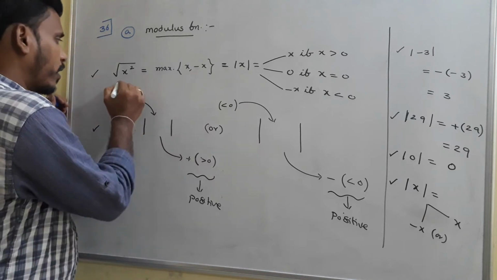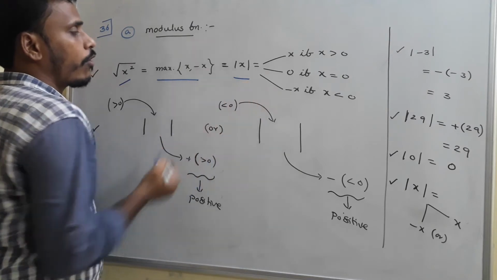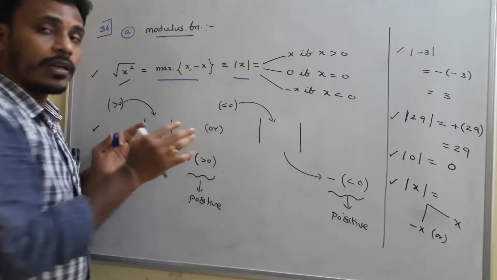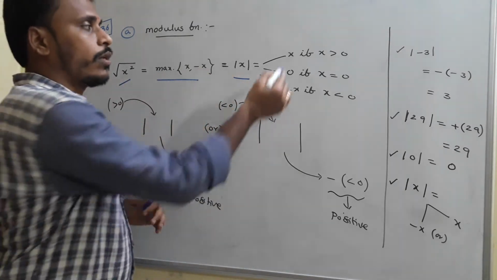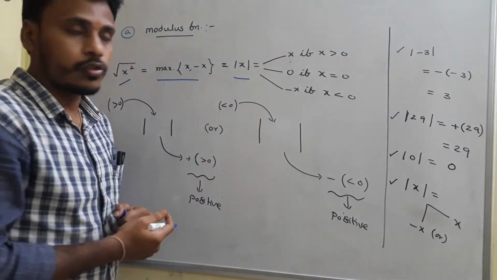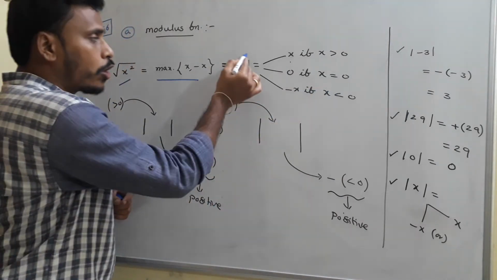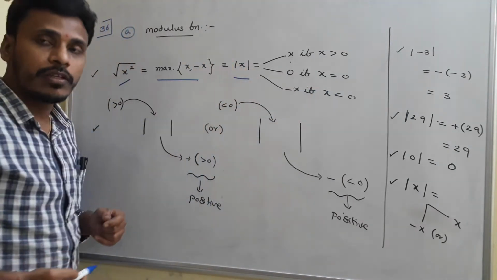x, root x square, maximum of x comma minus x, modulus of x. All these three definitions are equal and they are equal to x if x greater than 0, 0 if x is equal to 0, minus x if x less than 0. Okay. So modulus x. What is the work of this modulus?